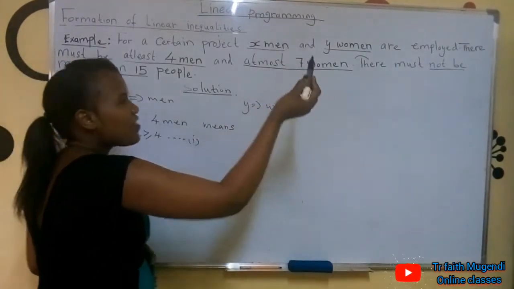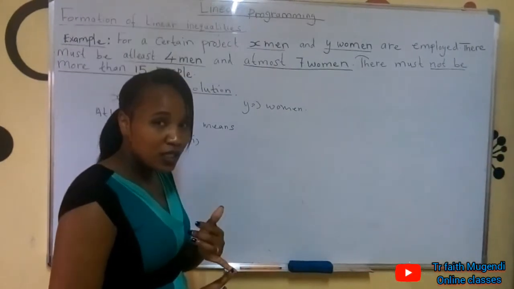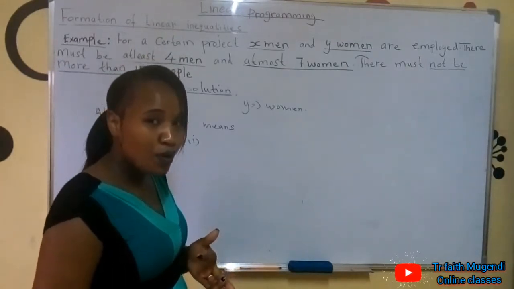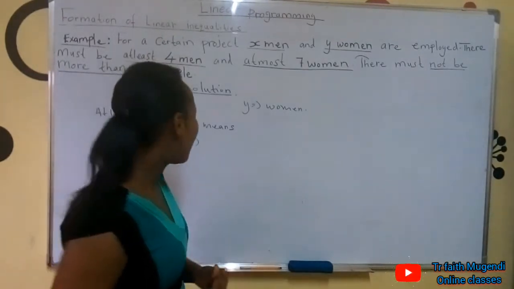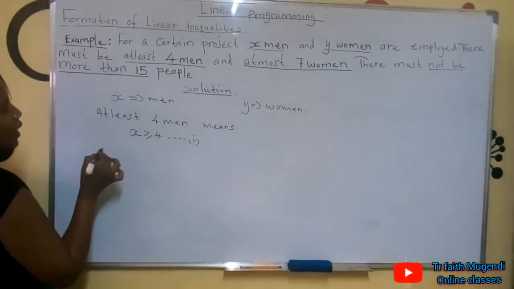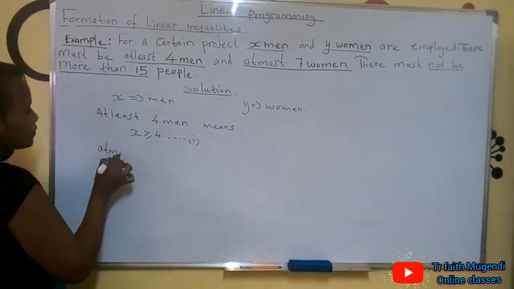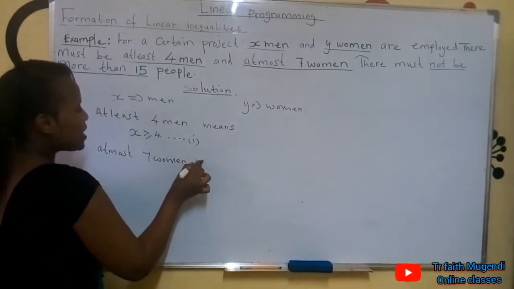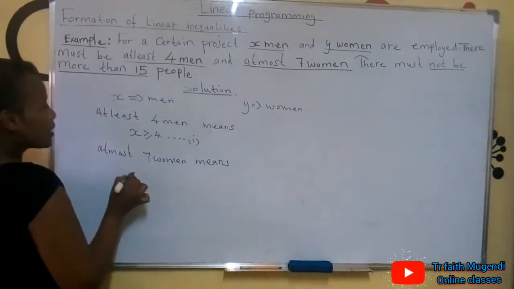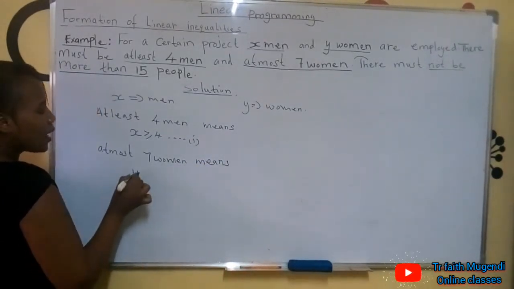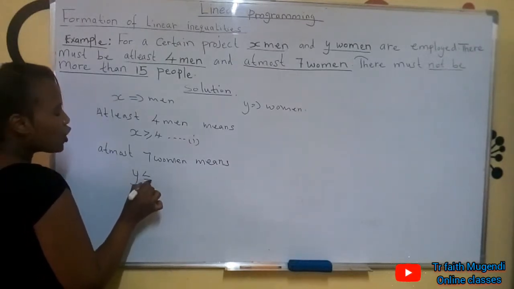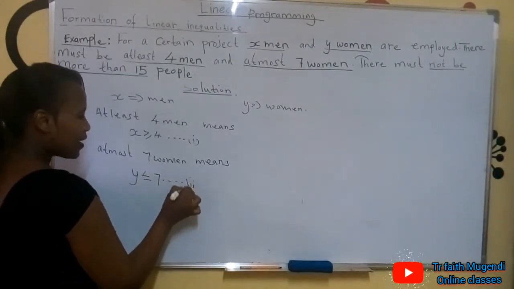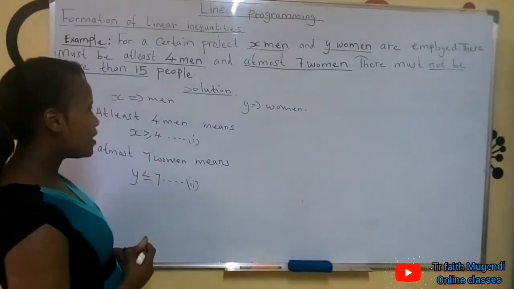And at most 7 women. We know that at most, less than or equal to, and not more than mean the same. So at most 7 women means Y is less than or equal to 7. And this is the second inequality that is coming out very clearly.